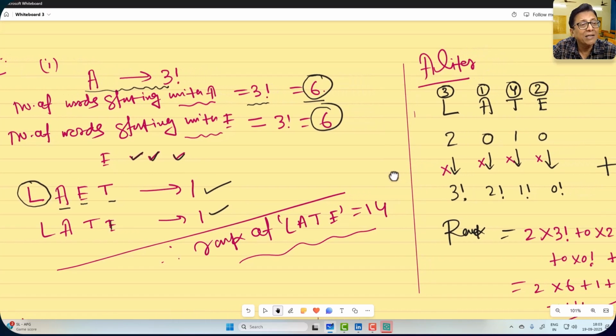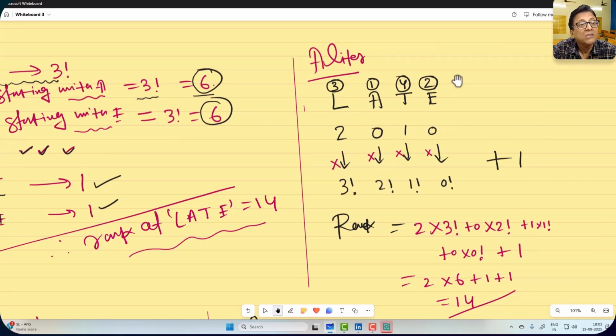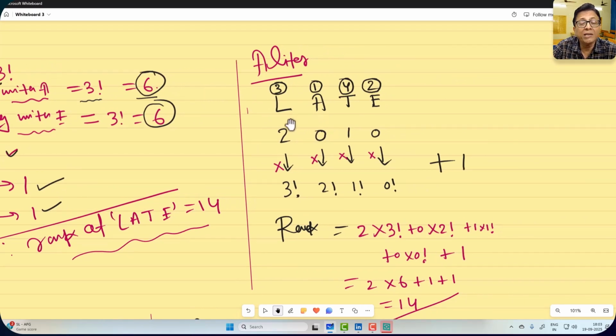Now let us find another easier method. What you do here, when you are going to find the rank of the word LATE, you give a rank to each individual letter. See, LATE. A alphabetically comes first, that's why its rank is 1. Then E, its rank is 2. Then L, its rank is 3. Then T, its rank is going to be 4. You understood? We have taken the rank of each individual letter.